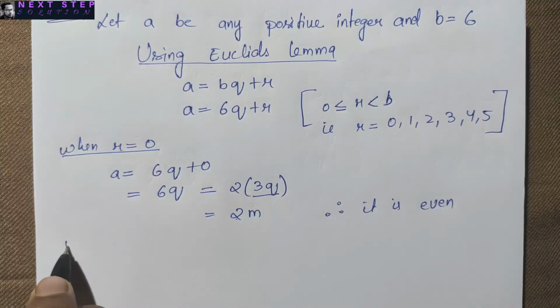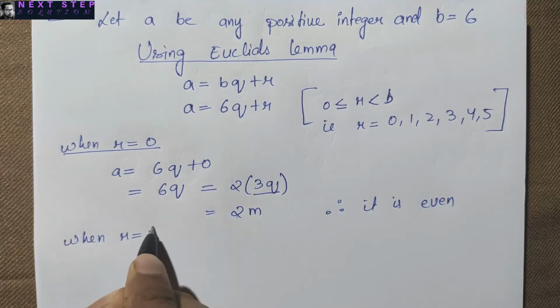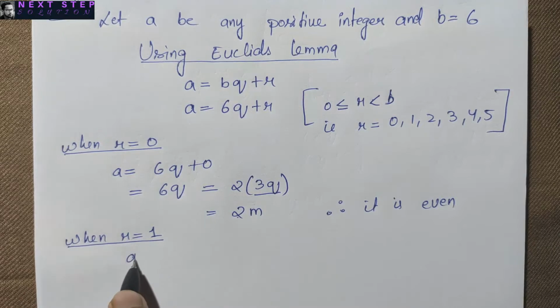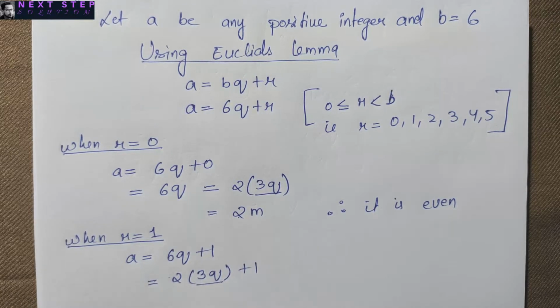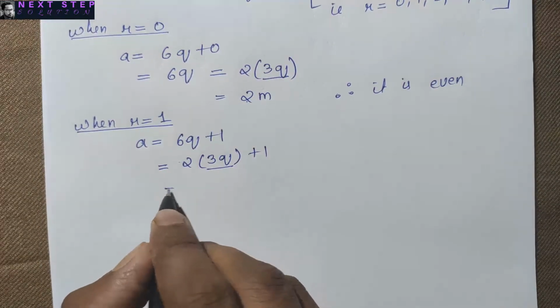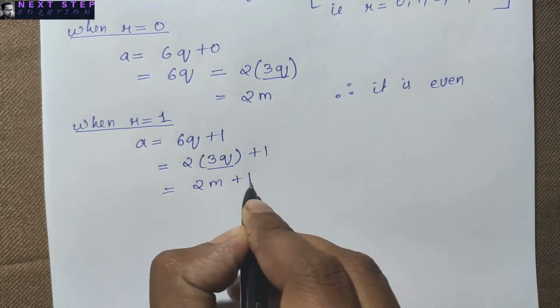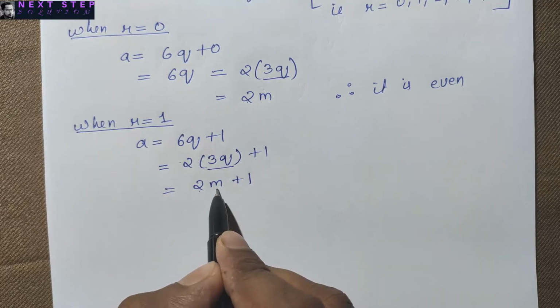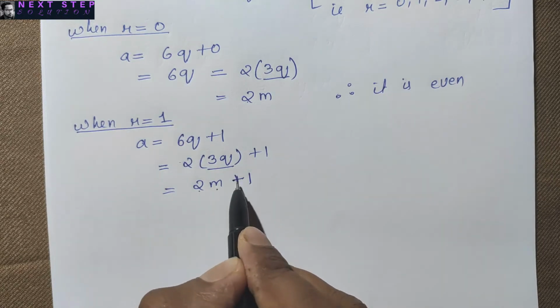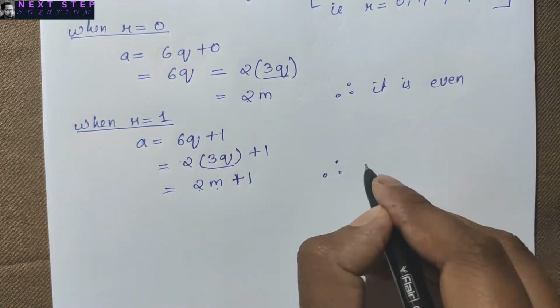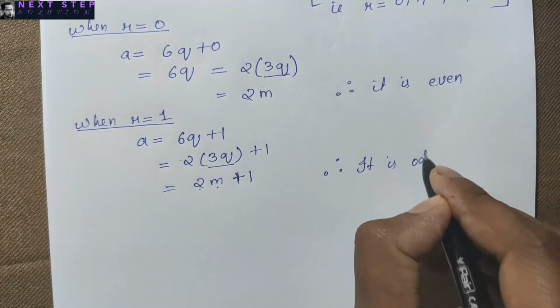Now again, when r equals to 1, a will be equal to 6q plus 1. Now here from this, if we take 2 common, we can write it as 2 times 3q, 2 3s are 6, plus 1. This value if I change and make it as m, I will have 2m plus 1. Now once again, 2 multiplied with any number makes it an even number, but to that even number if we add up 1, it becomes an odd. Therefore it is odd.